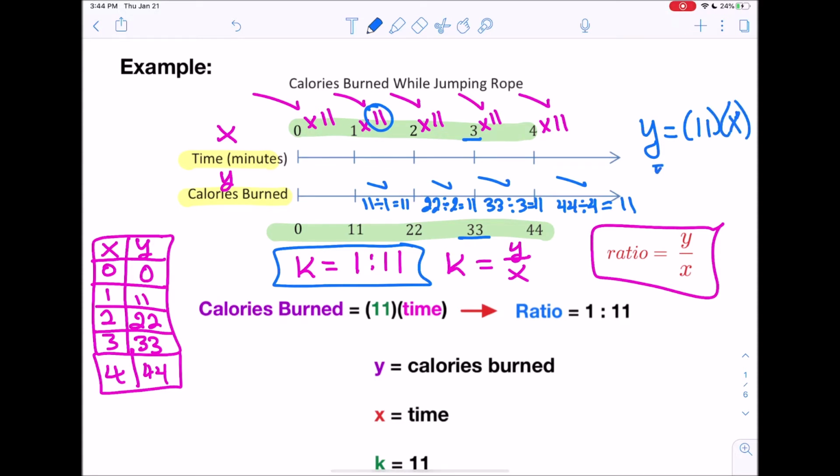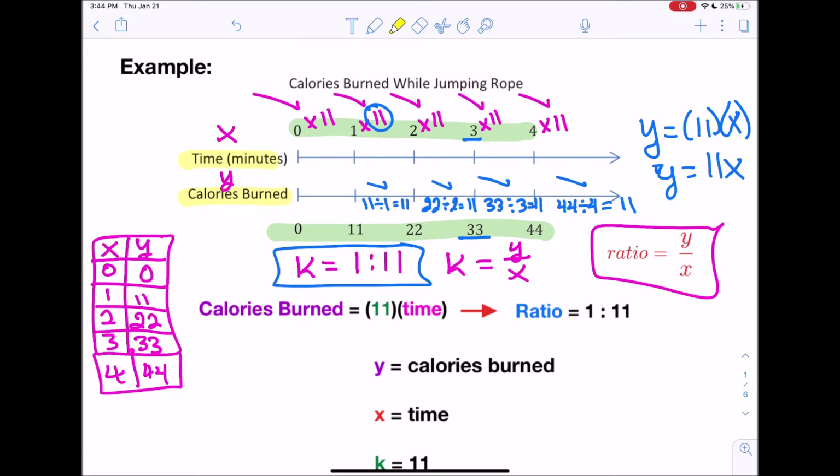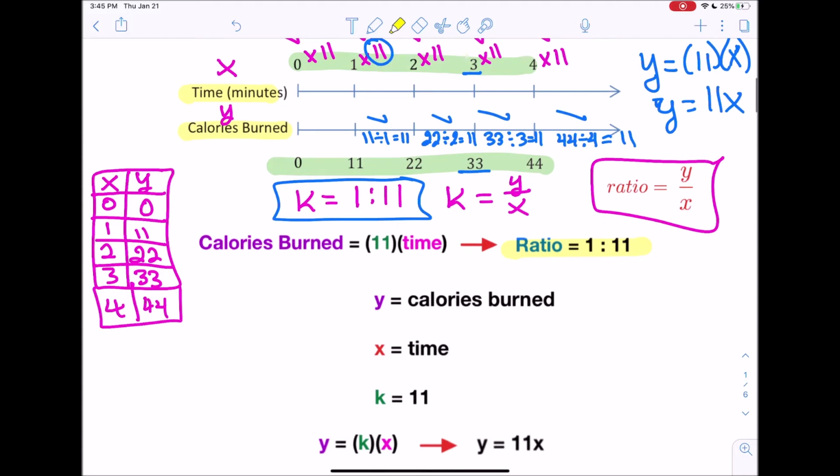Which we could just write as y equals 11x. Okay? So, as you can see down here, we have calories burned is 11 times some number, which is a ratio, or calories burned equals 11 times time, and that ratio is 1 to 11. Okay? Y equals the calories burned, x equals the time, and the unit rate ends up being 11.